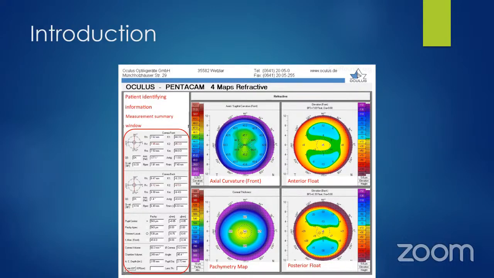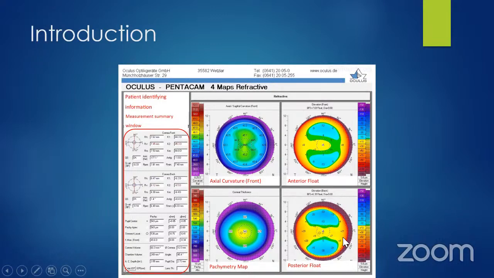Then the first map is the axial curvature of the front, which will show you the different values. Because these colors can change, it makes more sense to look at the values. Then the second one, the anterior float, which is on the right side, is showing the best fit sphere. When we talk about this, it is the elevation map we are talking about. We had already discussed the best fit sphere, so I'll show you a small animation in the next slide. Then the pachymetry to see the thinnest pachy, which will also show the pupillary center, and then the posterior float.